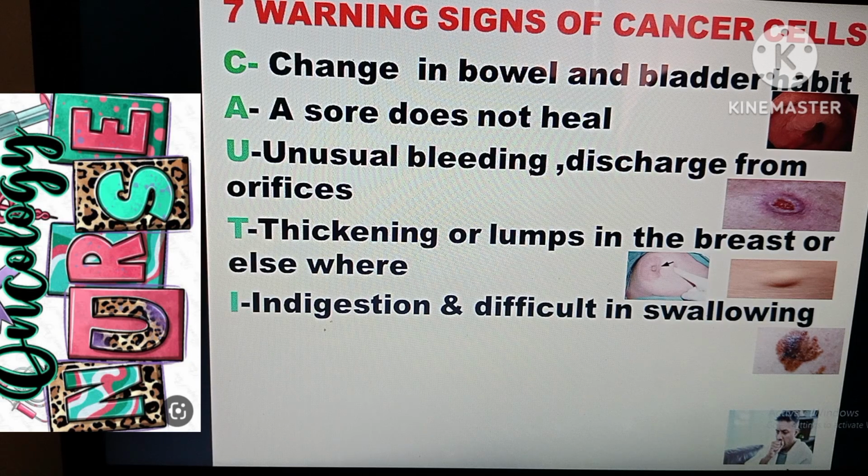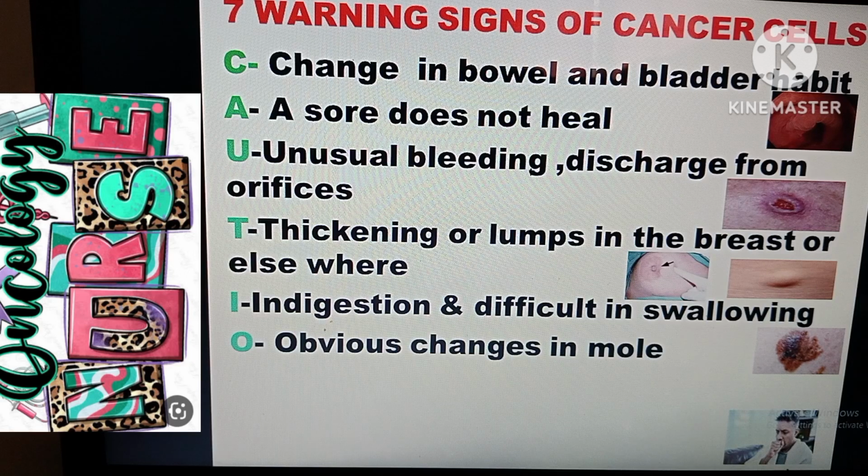I, indigestion and difficulty in swallowing. Every so often getting indigestion, not getting digested at all. Either loose stool will be there, vomiting will be there, or difficulty swallowing, unable to swallow. It indicates that there is some problem, some growth there. That's why it is getting difficult to swallow. So approach the doctor.